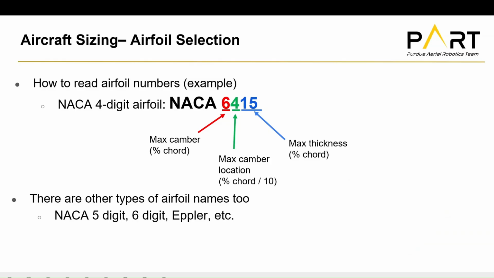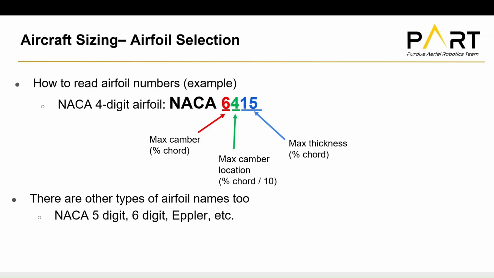So let's talk about airfoil selection here. This is probably the next stage of aircraft design. Okay, and this is going to be choosing which airfoil to use for your main wing and for your tail too. Remember, your tail is also going to need its own airfoil. So let's look real quick at how to read numbers. This is just for a NACA 4-digit. There are NACA 5 digits and 6 digits, and there are also Eppler airfoils and a whole bunch of different types of airfoils out there that have been already predetermined by companies or organizations who are much smarter than us.